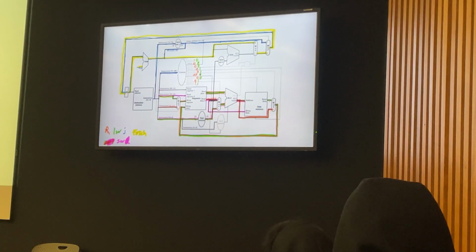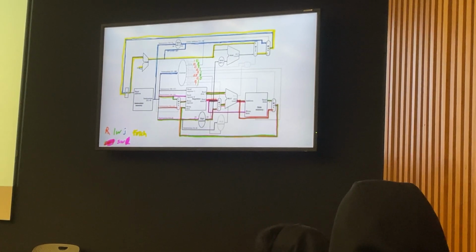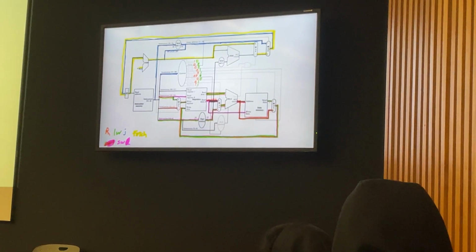Is the control unit, the control element, just like a decoder? Yeah, let's talk about that later.